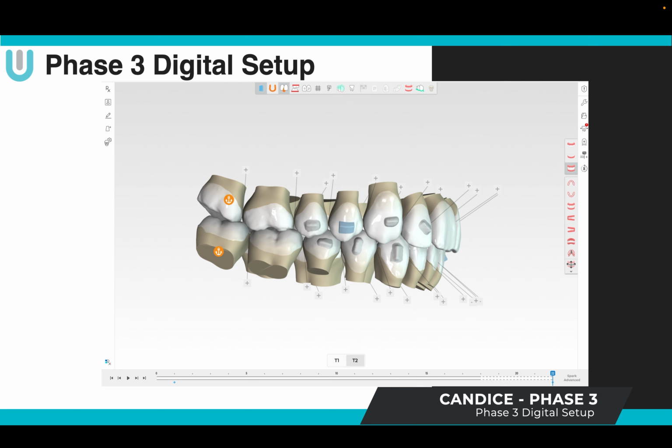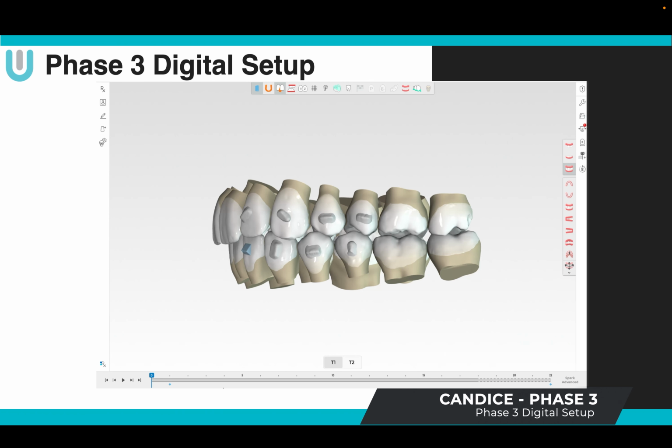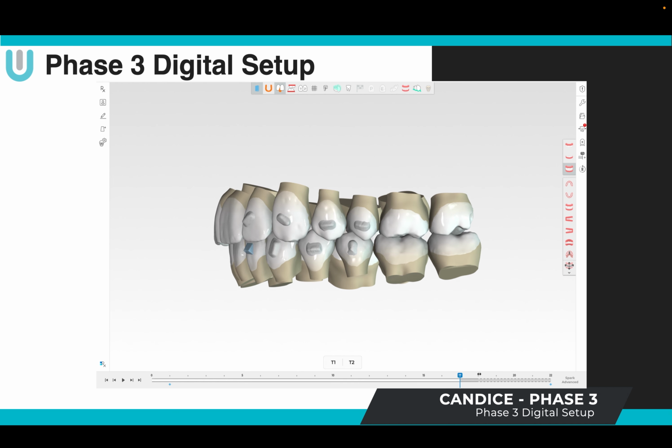Now, one last thing that is in our third phase protocol is to tighten all contacts. One of the things that you have to have is something called zero collision contact protocol. That means that the aligner company will break everything apart by about 0.1 millimeter as they're moving teeth. But you have to remember to tell them to close that back up.